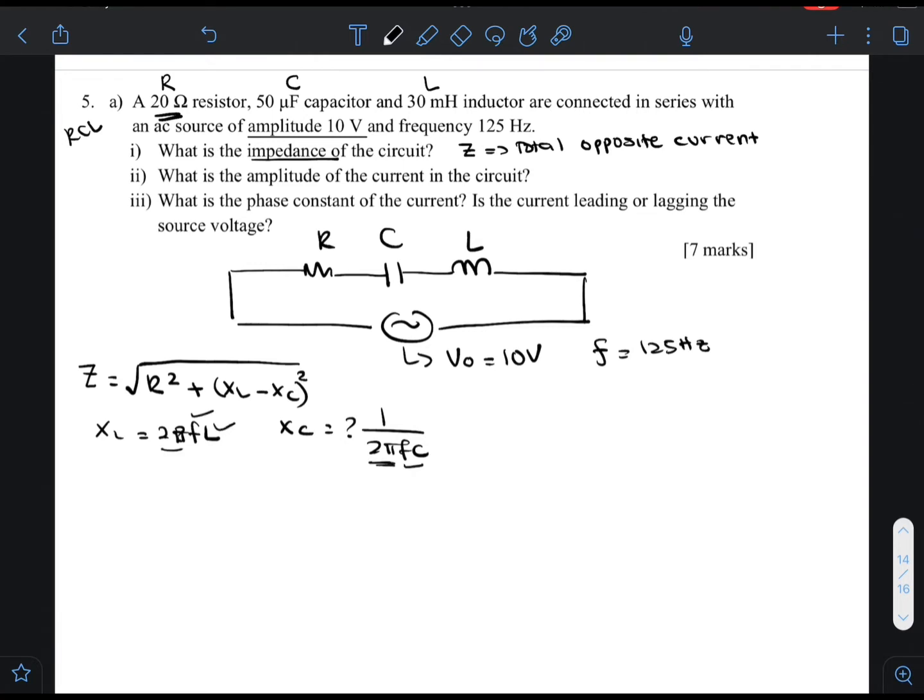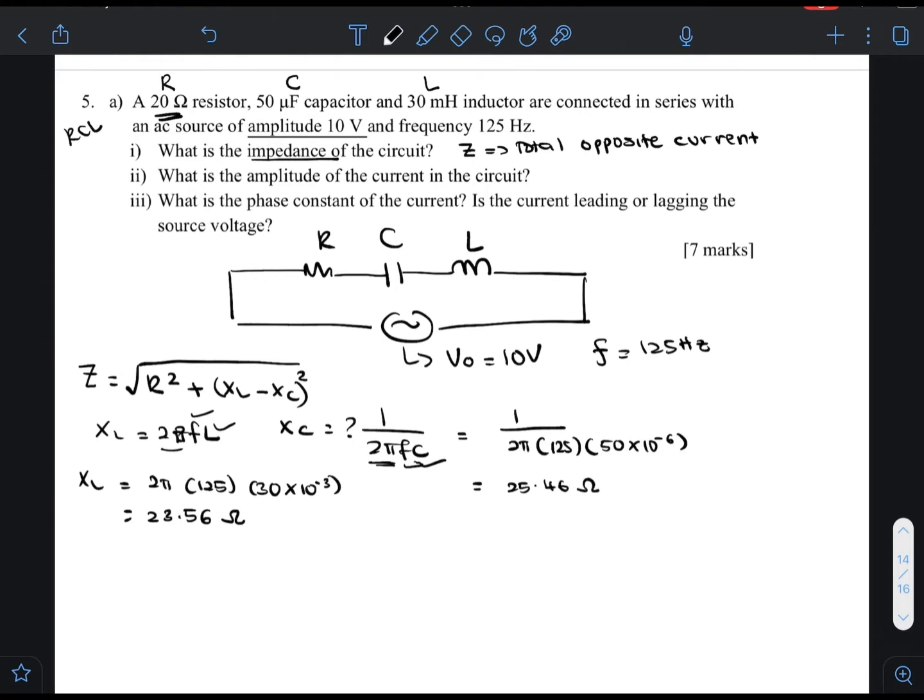Okay, F is given in the question, L dan C is also given in the question, maka kita boleh cari XL dan XC. So kita cari XL dan juga XC dulu. And then the inductor is given as 30 milli, so 10 kuasa negatif 3. And then kita pun tekanlah calculator, you will get the value for your XL such as 23.56 ohm. And then the XC here is 1 over 2 pi F adalah 125. And then the value of the capacitor is 50 micro, 10 kuasa negatif 6. You press your calculator, you will get the answer such as 25.46 ohm.